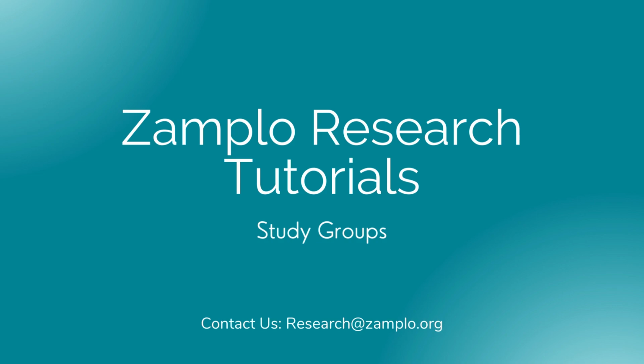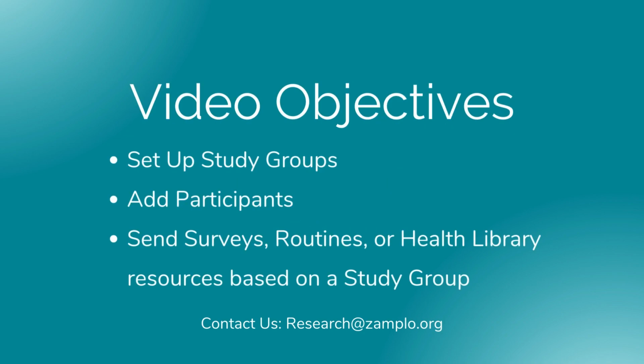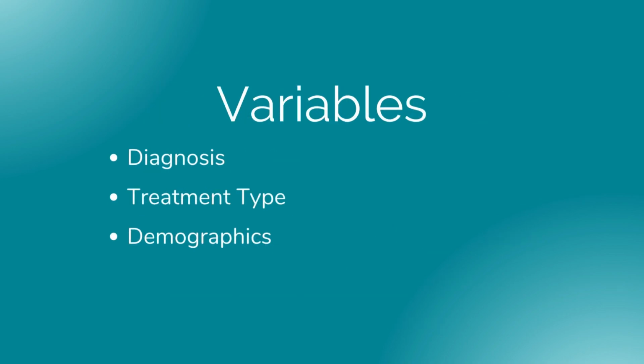In this tutorial, learn how to create study groups within Xamplo Research. Creating study groups within Xamplo Research allows you to assign participants to different groups. This can be used for control survey and routine scheduling and health library resource sharing. Groups can be created based on variables such as diagnosis, treatment type, or demographics.